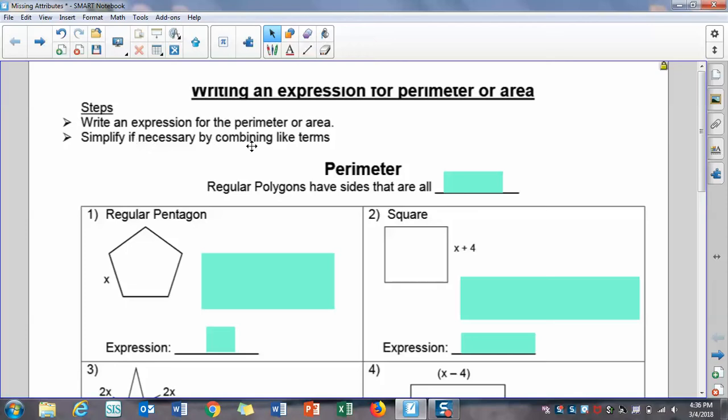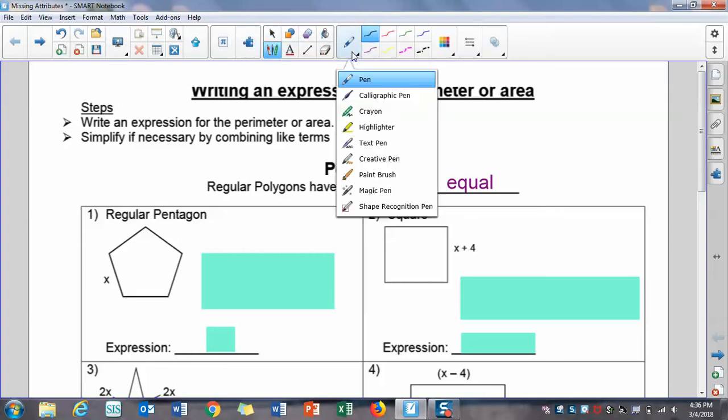So first thing we need to remember is for perimeter, that is going to be the sum of all the sides. So just the outside of the shape. And just a reminder that regular polygons have sides that are all equal. So they're all equal in length. So if it says a regular pentagon like example 1, that means all of the sides of this pentagon are going to be the same as the given x. So here in a pentagon we have 5 equal sides.